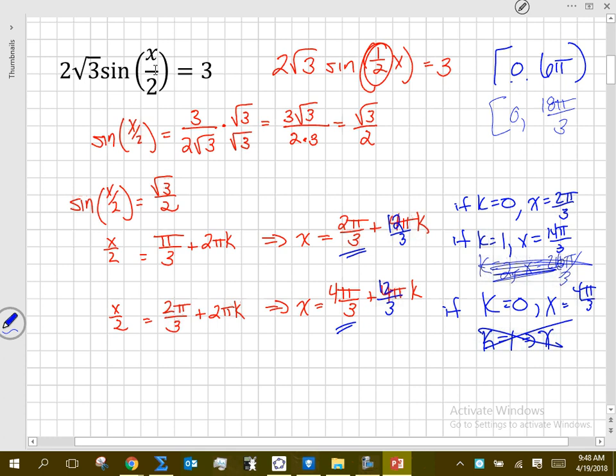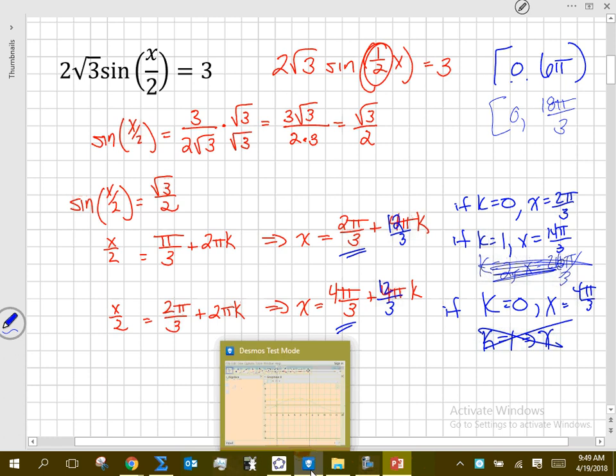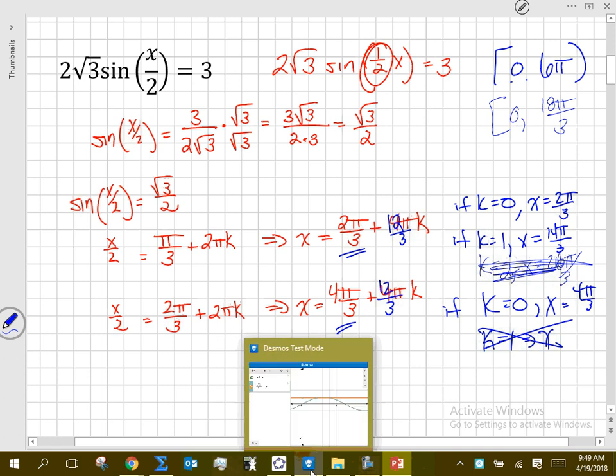For the last two solutions that we get, would we do plus 4 pi k or would we do plus 2 pi k? You would still do plus 2 pi k. Is it always going to be plus 2 pi k?